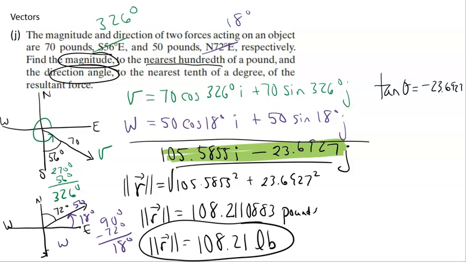Okay, so again, let me highlight for you. This was our resultant vector, right? That's what I called R, vector R. Now, if I'm doing tangent of theta is equal to the y component over the x component, or the sine value over the cosine value, I'm right in the middle of that, negative 23.6927, that's my sine value, divided by my cosine value, 105.5855.